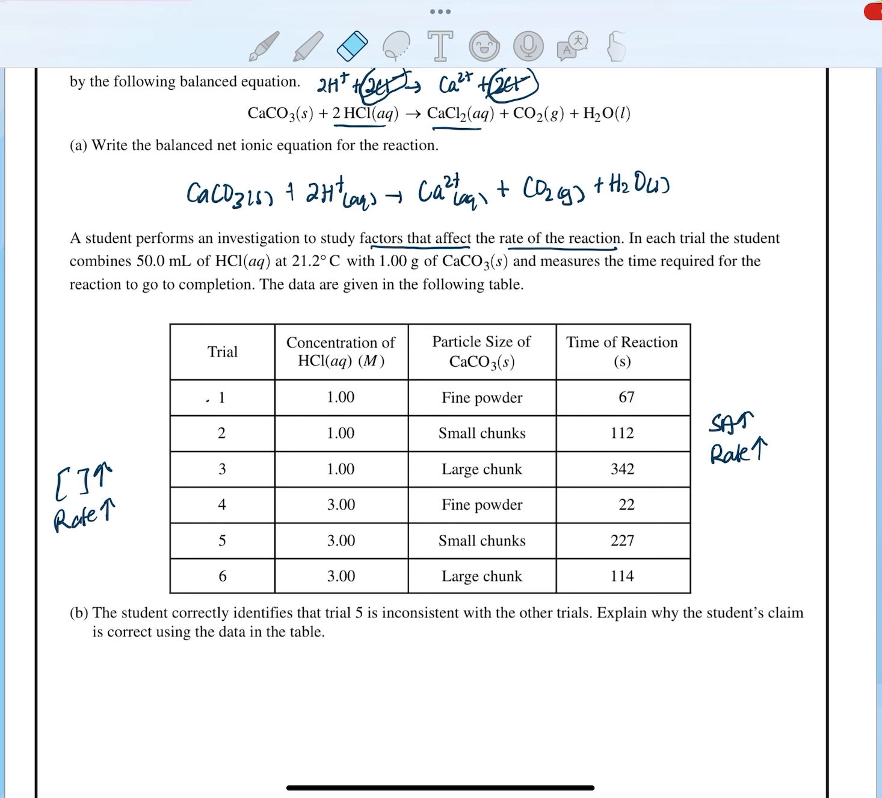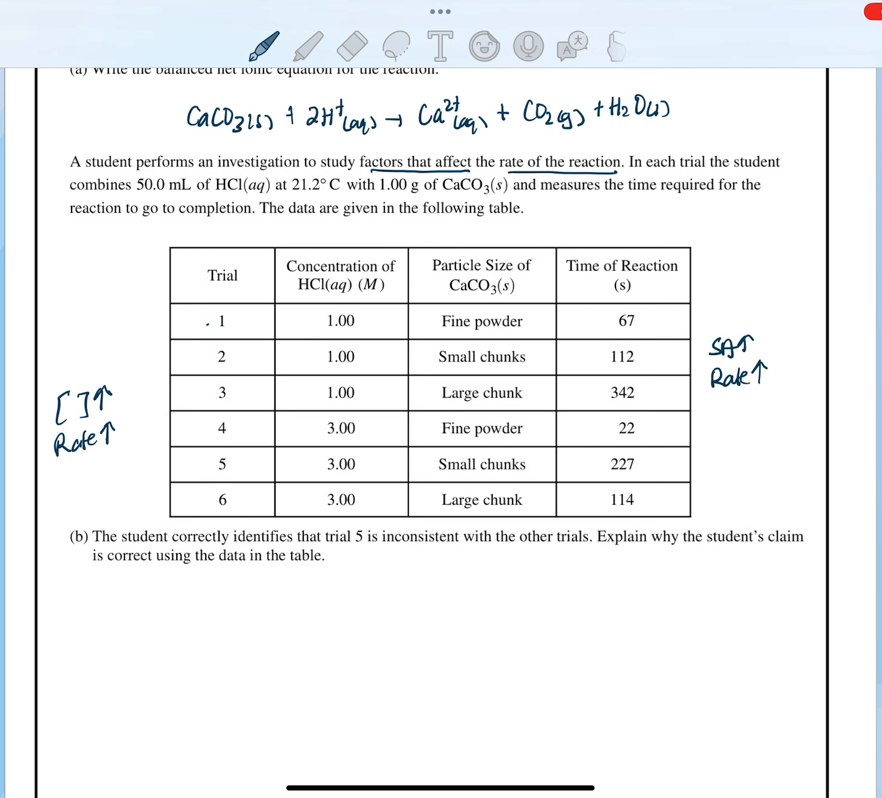Now, in terms of the concentration, there can be some exceptions, such as if you have a rate order of 0, but we'll look at that after. I believe there's a question on that. So let's look at this question. It says in trial 5 here, there seems to be inconsistent data. So explain why. Well, a couple things here.